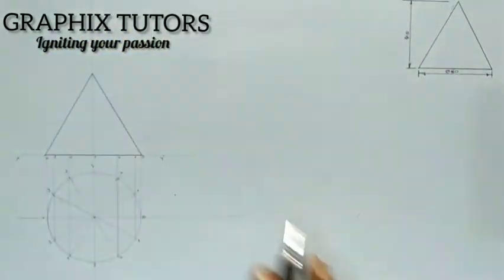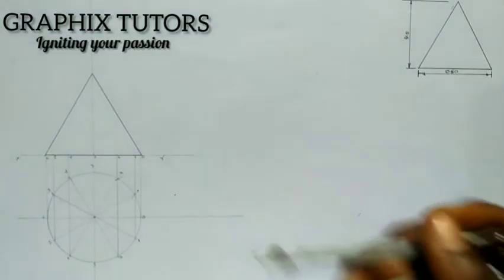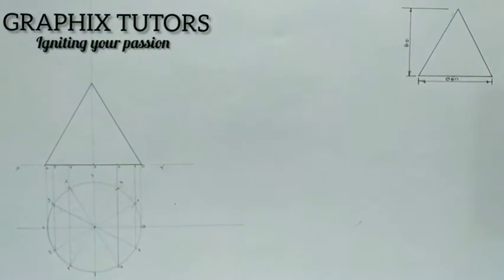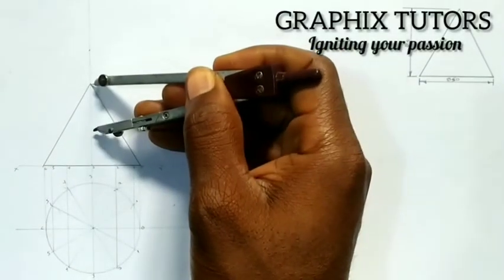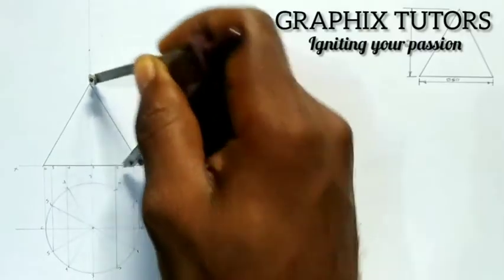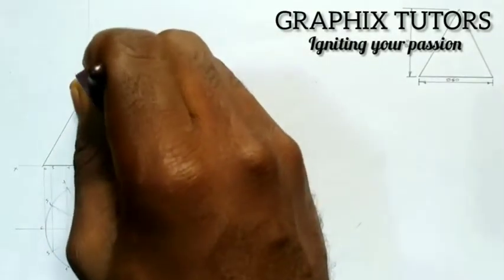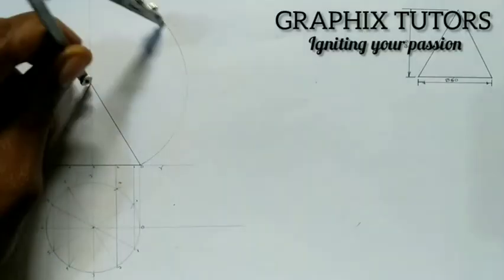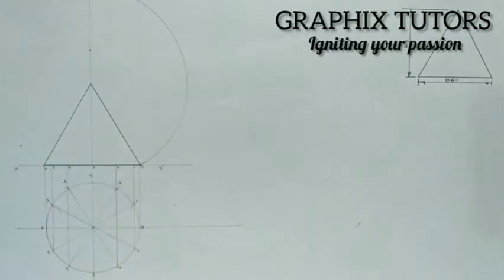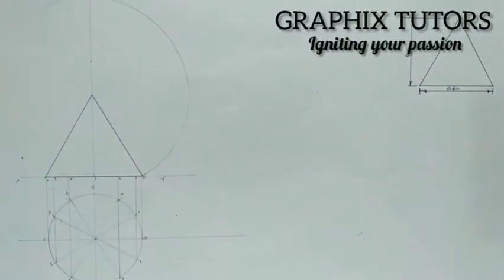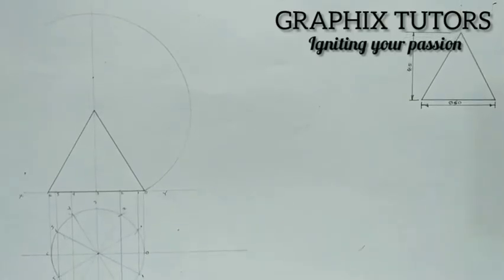So after doing this, now I'll take my compass. I'm going to place it at this point where they meet. Then I'm going to draw an arc this way, faint line. You see that? I drew the arc, faint line. This is what we're having here, faint line here, right?